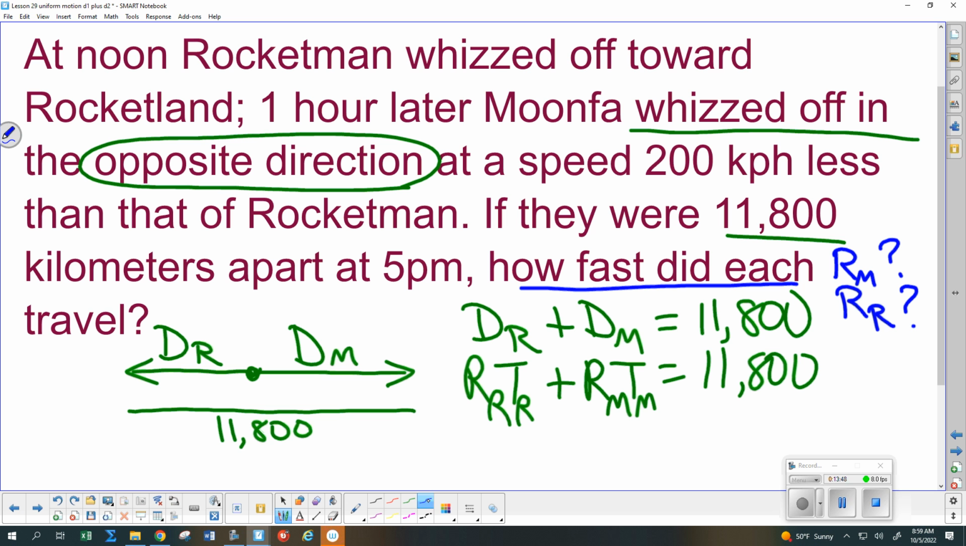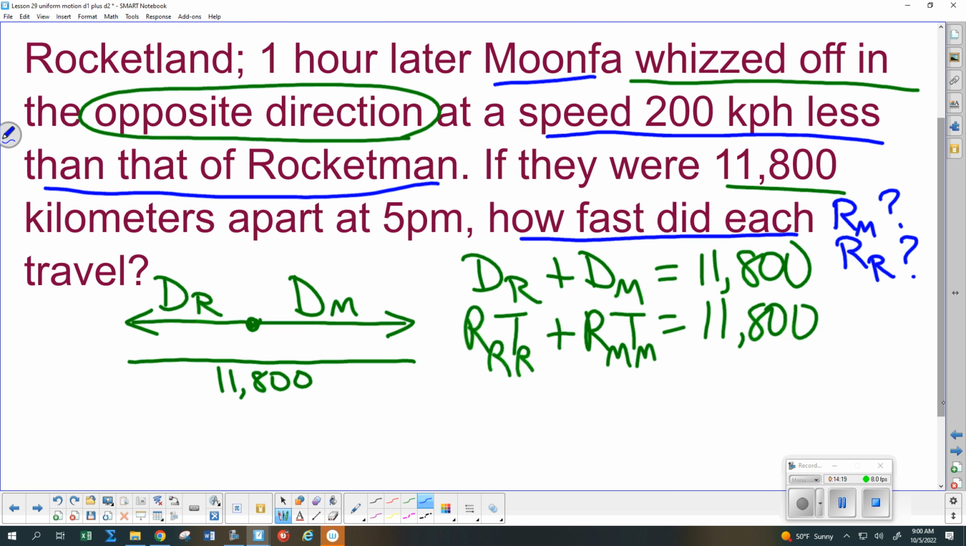What else do they tell us? Help me figure out something about rates or times, numbers I can put in, or a relationship between them somewhere. What do you see in this that's going to help us? Max, what do you see in here that might help? Okay, so Moonfa 200 less than Rocket Man. Help me put that in an equation, please. Moonfa's rate 200 less than Rocket Man's rate. What does that mean I can write down?